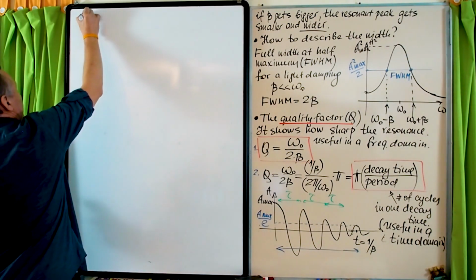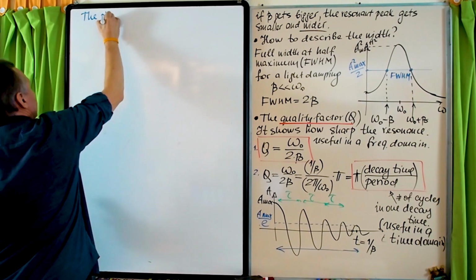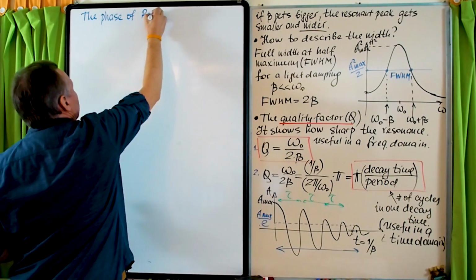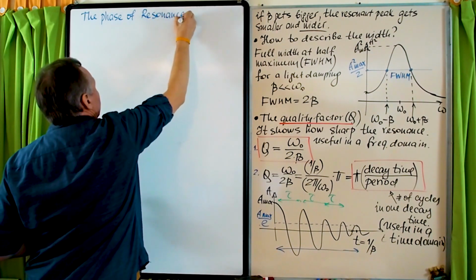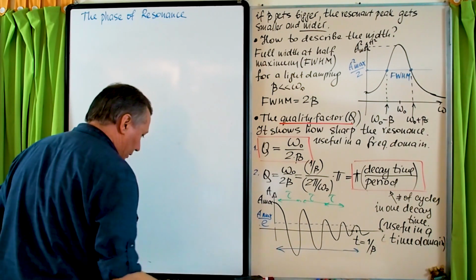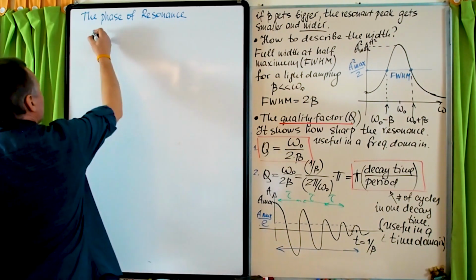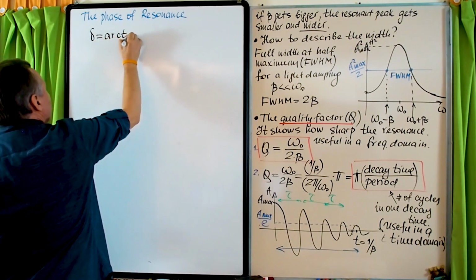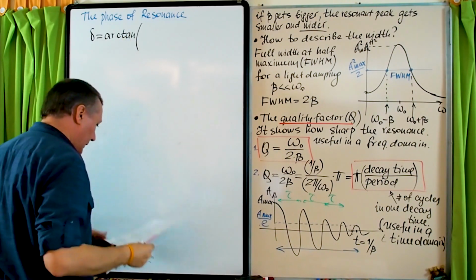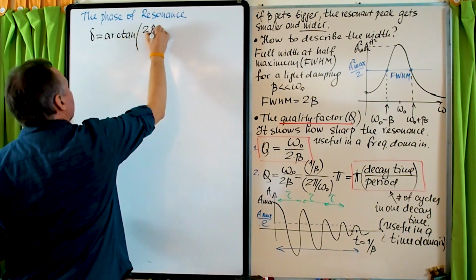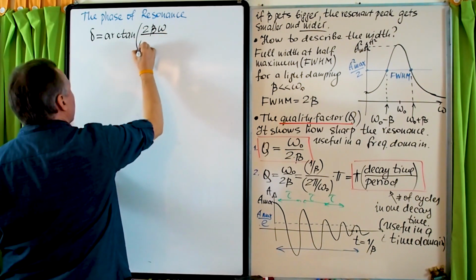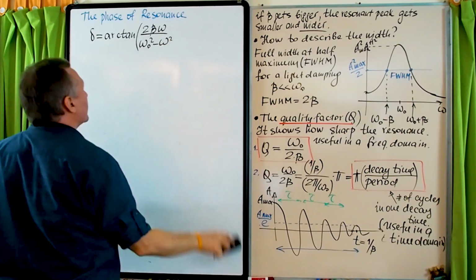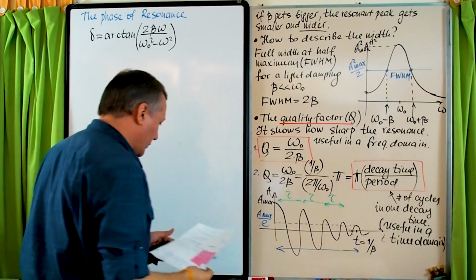Okay, so now let's look at the phase of resonance. Let me rewrite the expression from my notes, because I don't remember it off the top of my head. So delta equals arctangent of 2 beta omega divided by omega naught squared minus omega squared. So that's what we have.